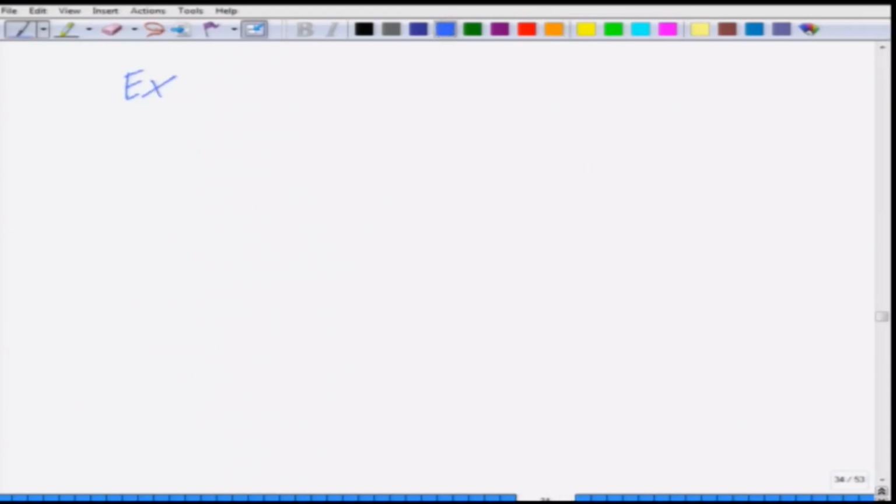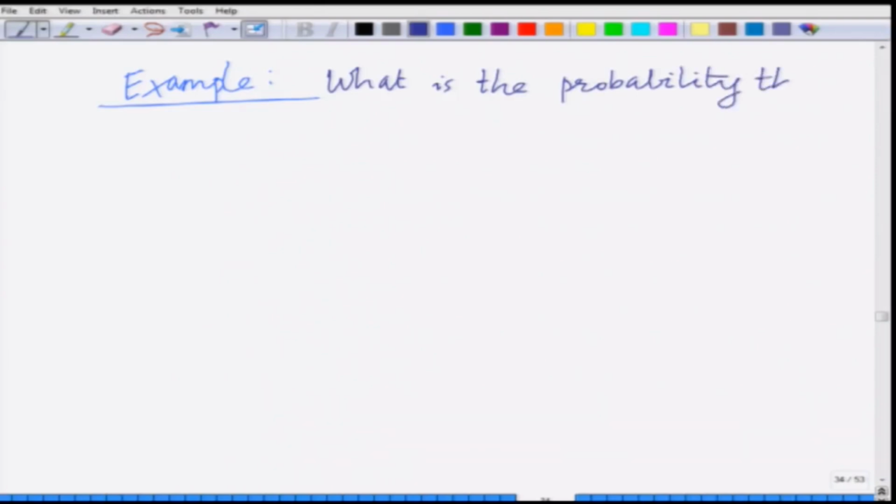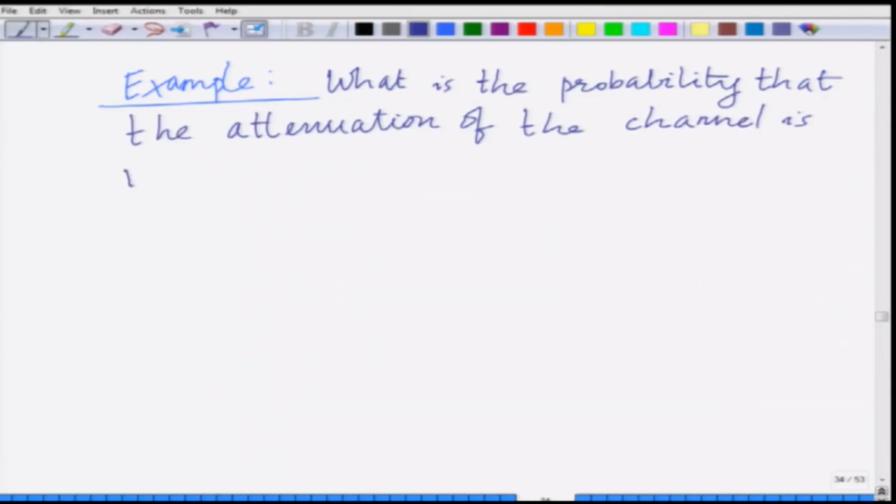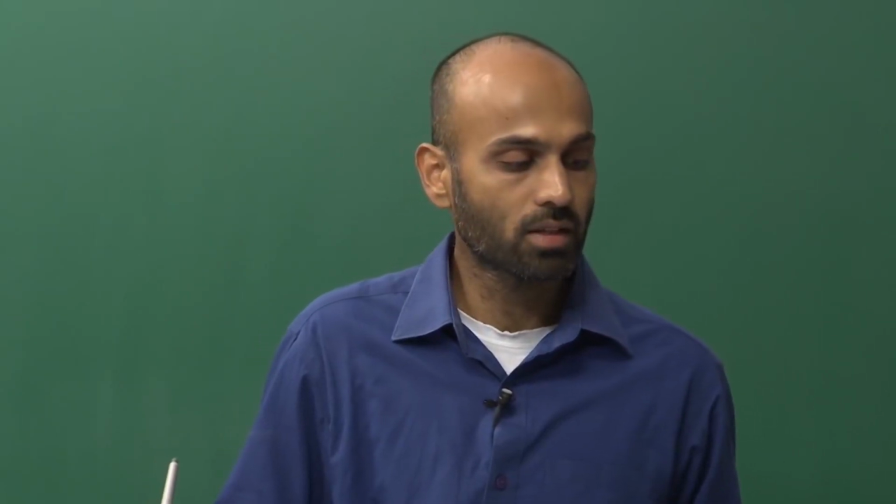Let us look at the following example. What is the probability that the attenuation of the channel is worse than 20 dB? So, what we are asking is what is the probability.